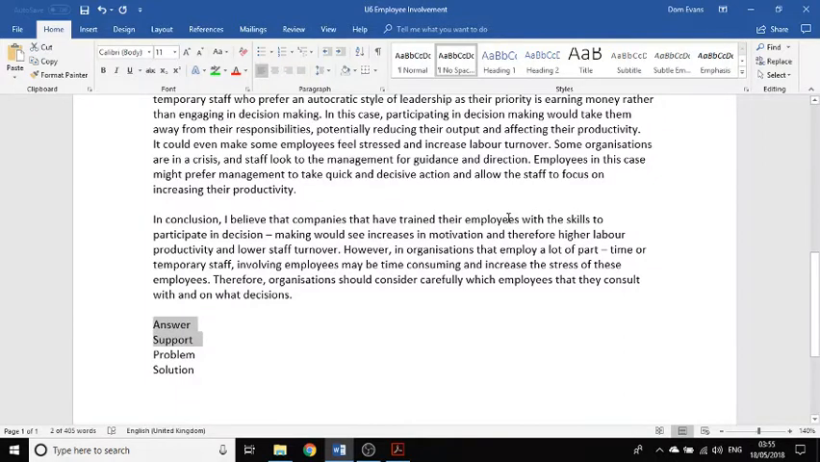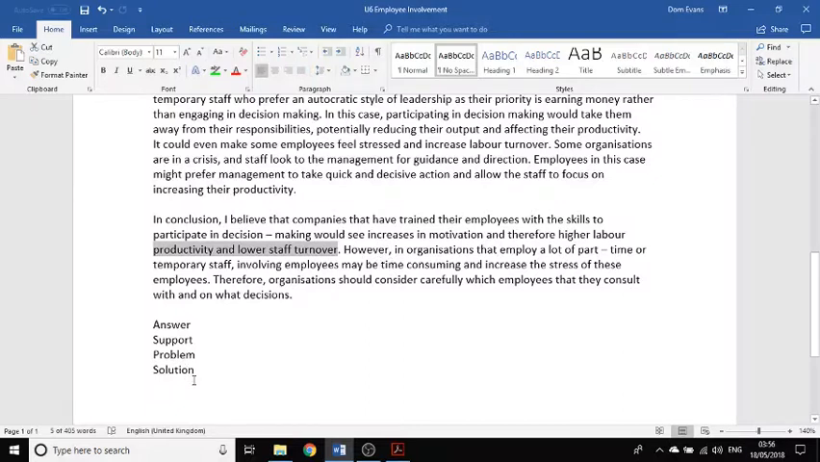Okay, it's companies that have trained their employees, they're going to see increases in motivation and therefore higher productivity and lower staff turnover. So I've addressed the all businesses, all organisations question. Will it benefit all businesses? Well, it will benefit those that have trained their employees with the skills to do so. And I've supported it, why it's going to increase motivation. And I've linked it to human resource performance by mentioning productivity and staff turnover. So hopefully I'm focused on the question.